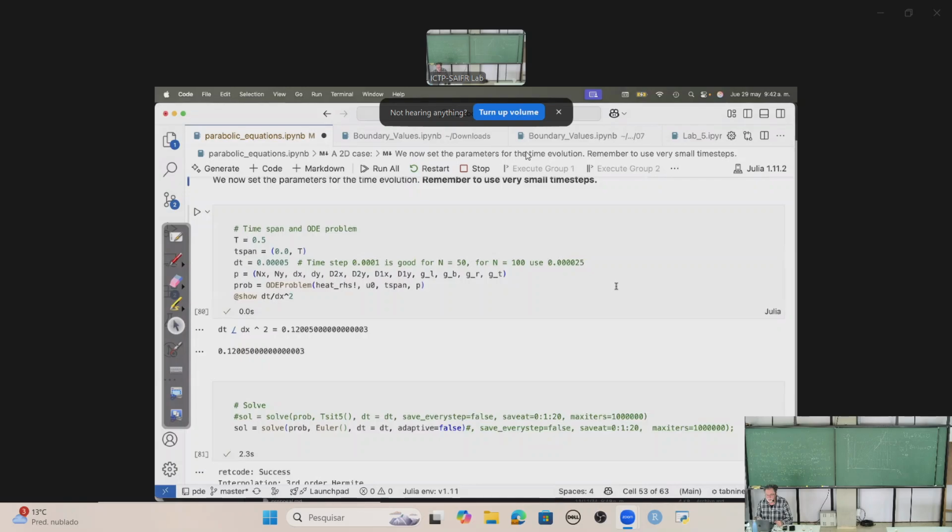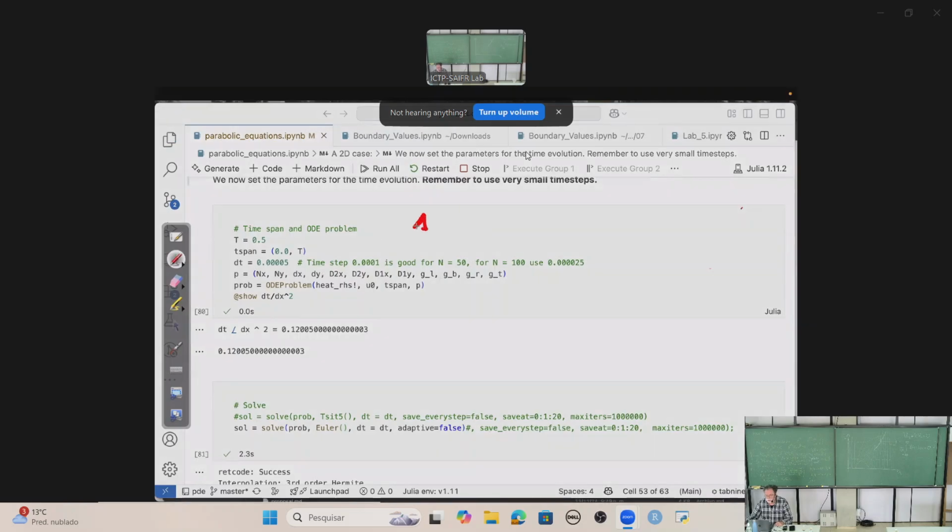Now we set the parameters for the time integration. Take t equal to 0.5 time span, dt. Remember, look at the dt, it is very small. Because remember, for a parabolic equation, the dt has to go like 1 over delta x squared. So be careful with this. It has to be very small, otherwise you will get problems immediately. The code integration will complain, give you an error, and you just start trying with very small dt all the time. Then you can raise it once things are working.